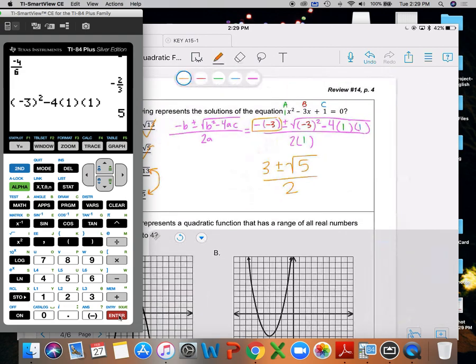Let me tell you, if you got 13 when you were doing this before, you did not put the -3 in parentheses before you squared it. So make sure you are really being aware of that.